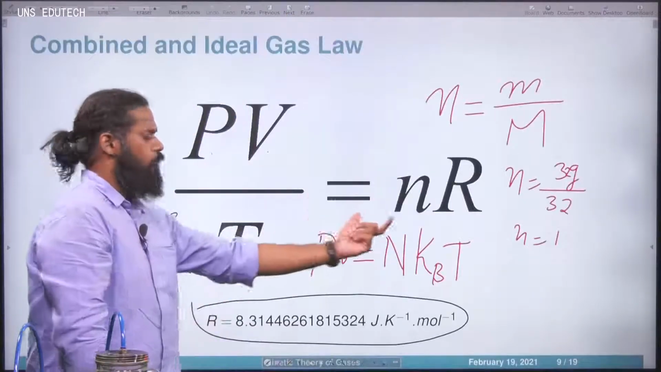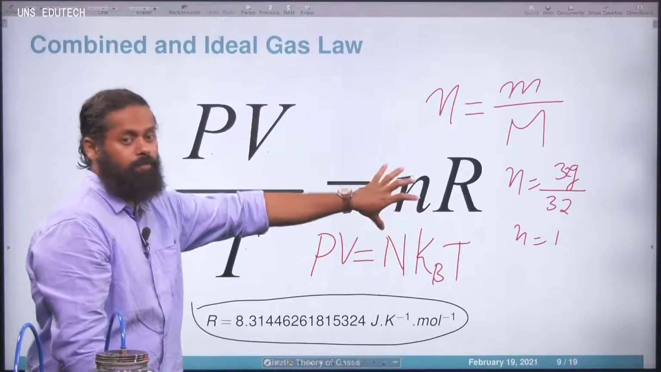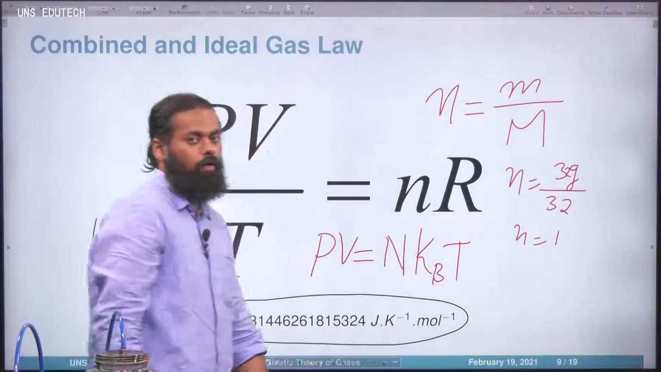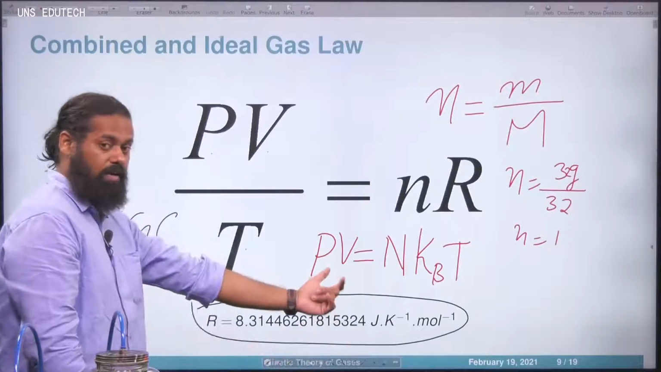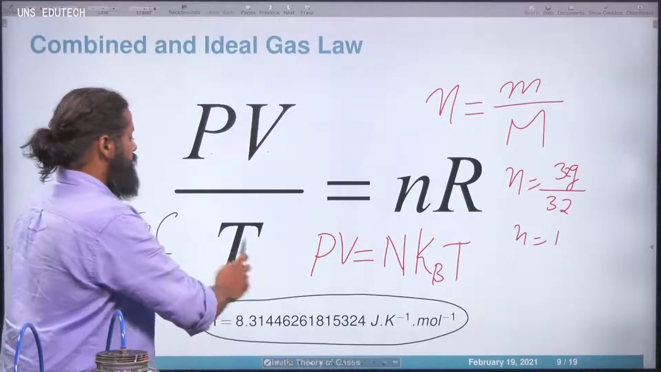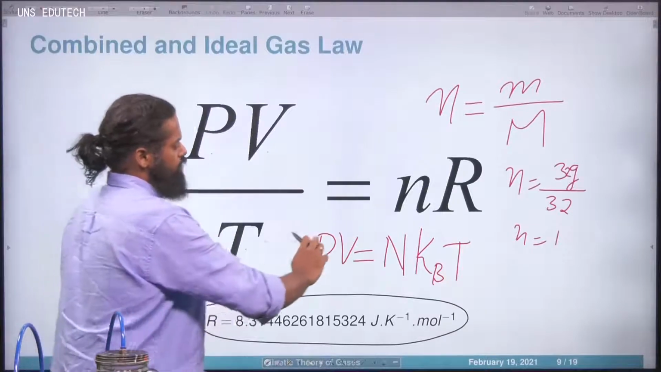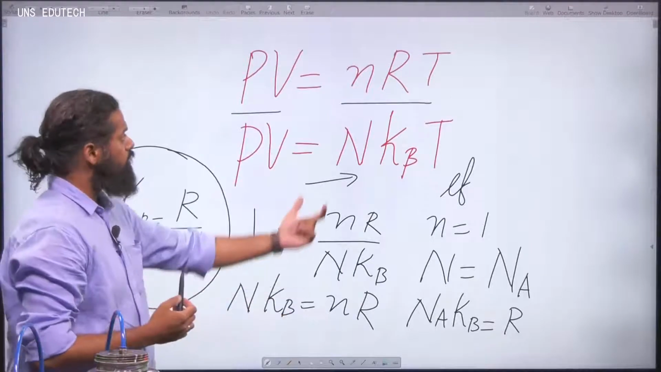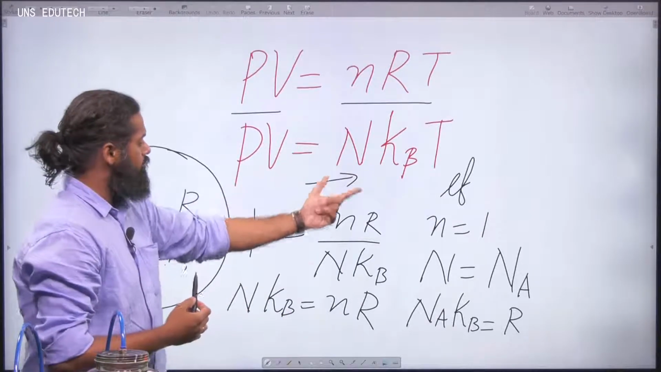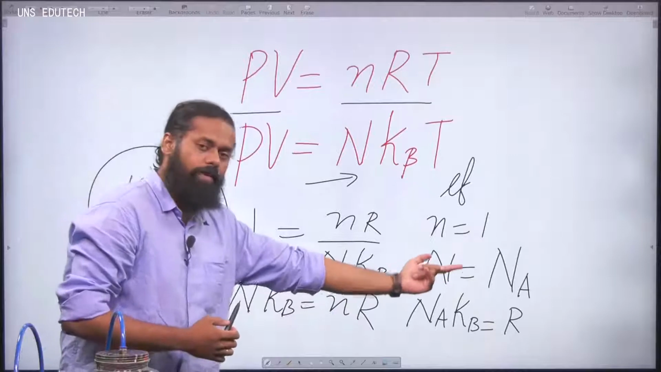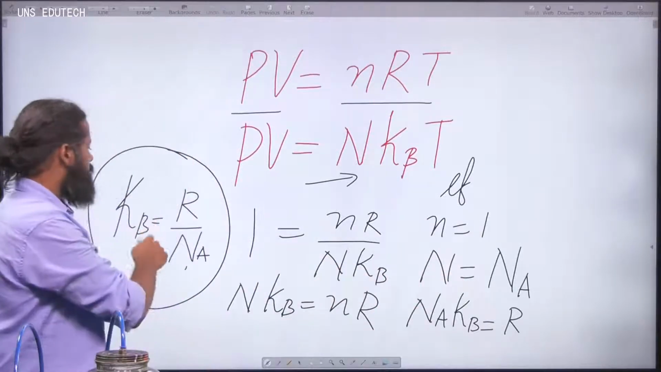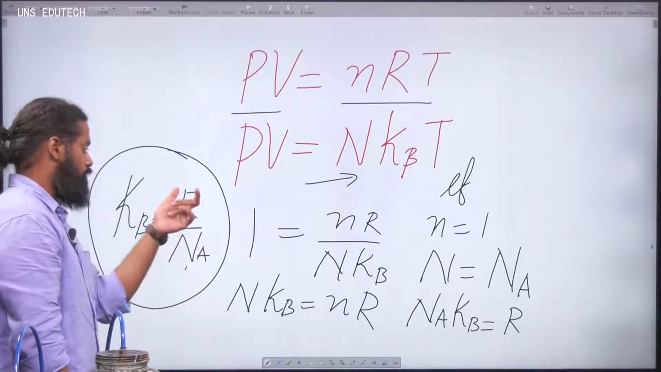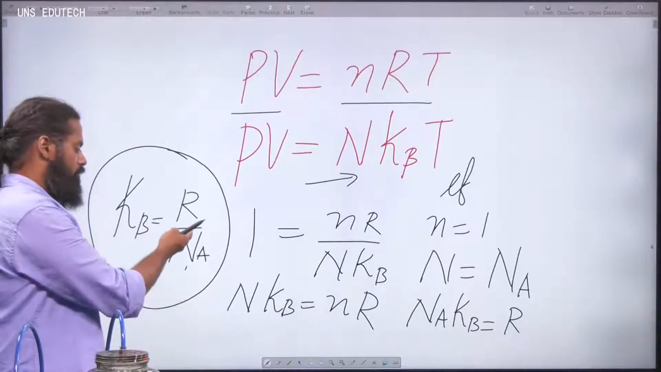PV is equal to nRT is another way, where R is the universal gas constant, 8.31 joule per Kelvin per mole is the unit, and that is called the universal gas constant. And there is a relationship between the universal gas constant and the Boltzmann constant. You can write both equations and divide them; if n is equal to 1, n will be equal to Na. Basically the Boltzmann constant is nothing but R divided by the Avogadro number, the universal gas constant divided by the Avogadro number. This is the relationship.